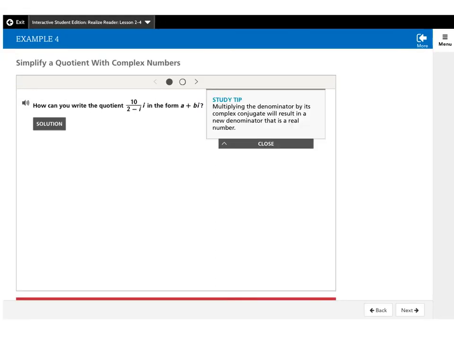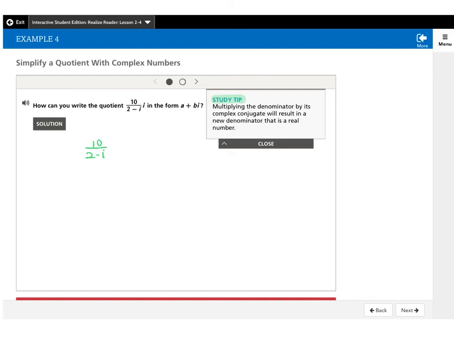Simplify quotient with complex numbers. I highlighted the study tip here. It says multiplying the denominator by its complex conjugate will result in a new denominator that's a real number. So what this is saying is that when you have a fraction and you see the imaginary unit in the denominator, very often we go for the conjugate so that that will give us a real number and helps us simplify it.